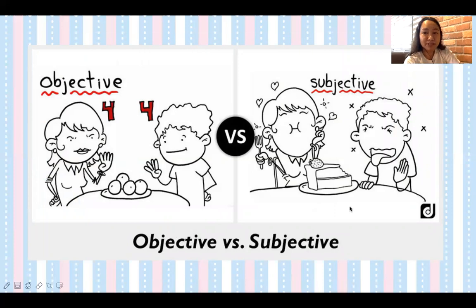So the first theory that we're going to talk about, which will serve as a foundation of the many other theories that we will be learning later on in the semester, are the objective and subjective perspectives or views in looking into deviance. But first, let us try to understand what we mean when we say that a certain act is objective or a certain act is subjective. So let us look at them through this illustration.